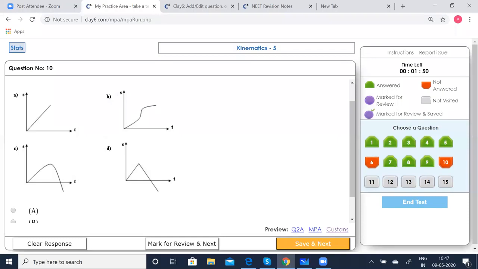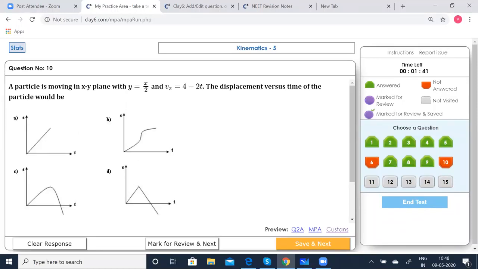Now look into this graph. This is a slightly complicated problem. It asks: a particle is moving in the xy plane with y equals x by 2 and dx by dt equal to 4 minus 2t. The displacement versus time of the particle would be which graph? It is given that y is equal to x by 2 and dx by dt is 4 minus 2t.